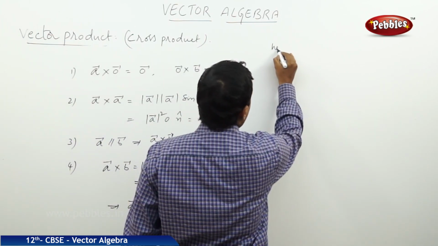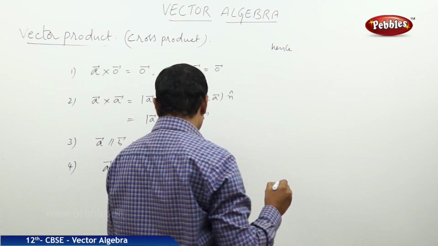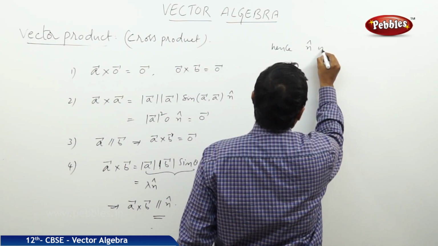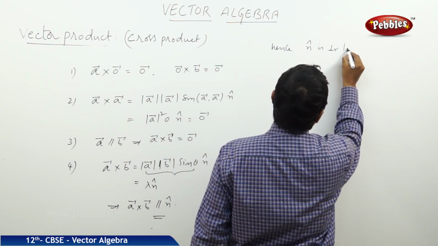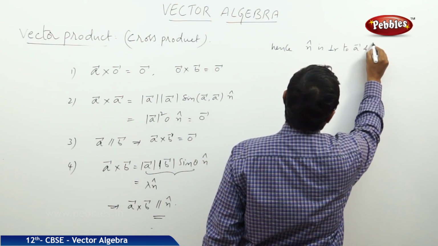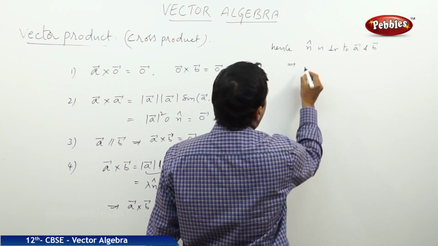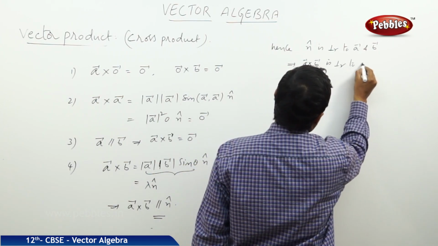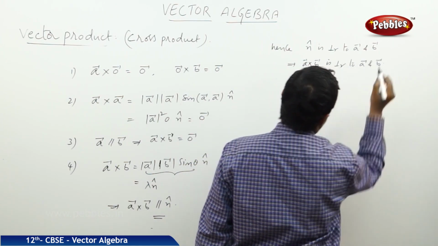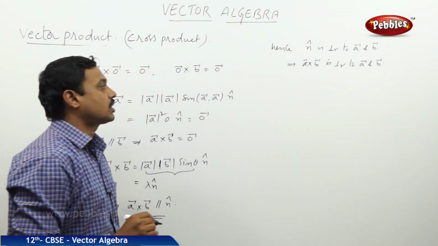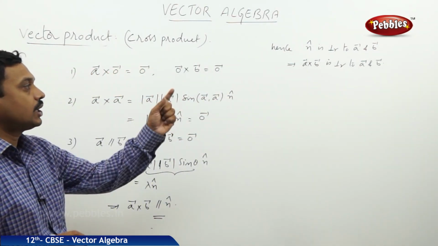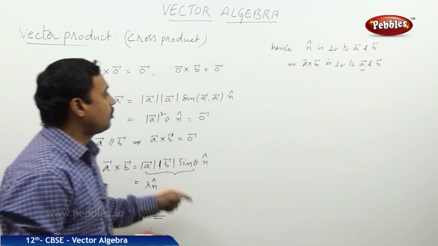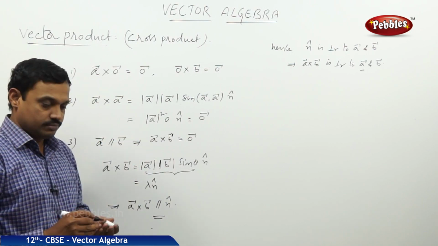Hence, but what is n cap? n cap is perpendicular to A bar and B bar. This implies A cross B is also perpendicular to A bar and B bar. So the cross product of two vectors is always perpendicular to the given vectors A and B. Now these are the points we observed from the definition.